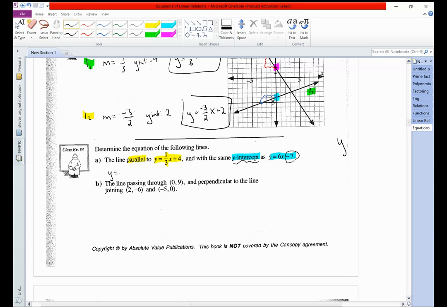So y is equal to mx plus b. In this case, our b is going to be -7, our y-intercept, so we can say -7. Now we need the slope. Well, we are looking for an equation of the line that's parallel to this one. And we know parallel lines have the same slope.